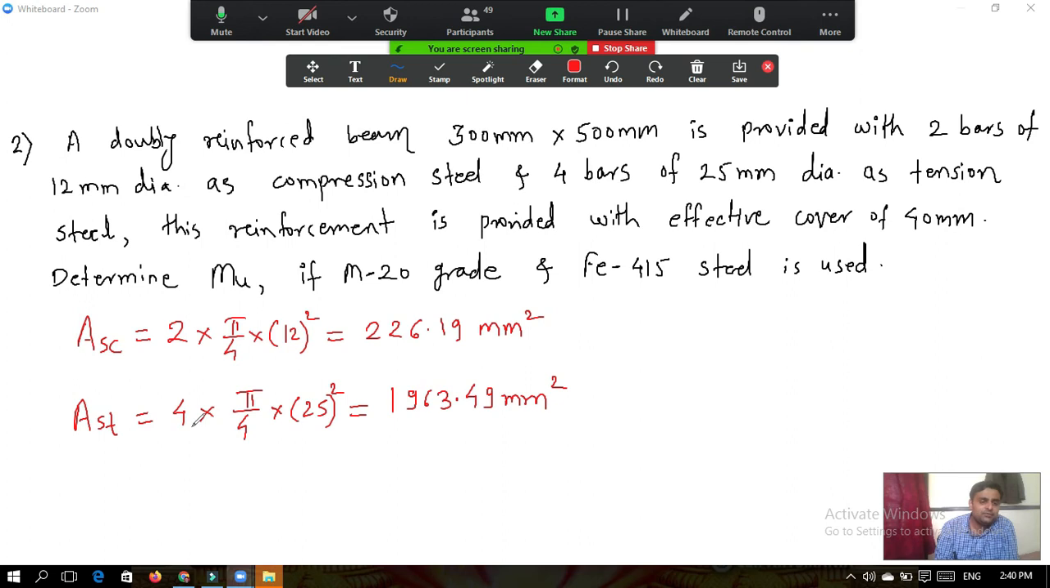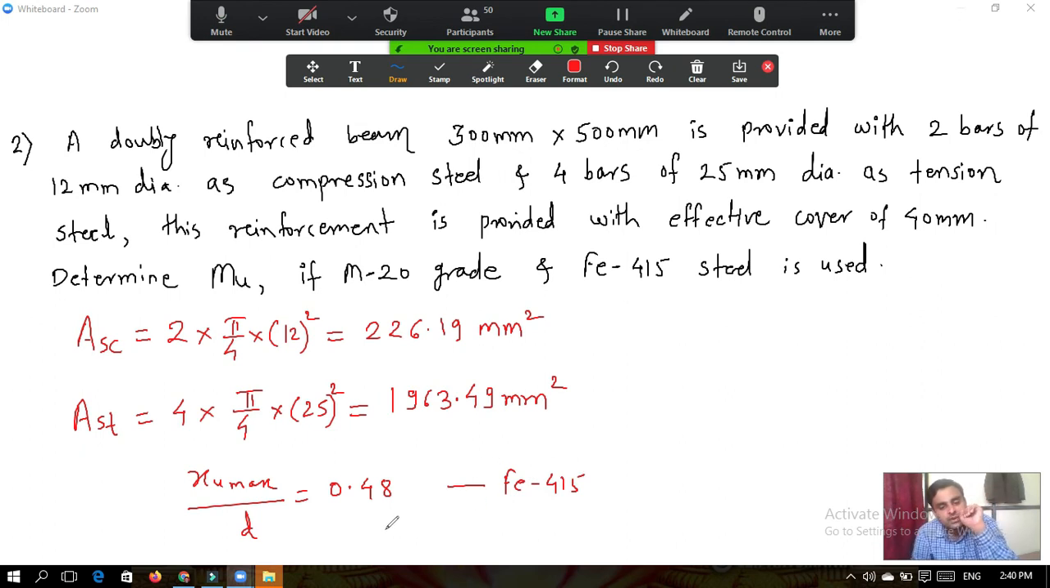Now after this we will calculate the value of AST2, or you can also calculate the value of XU max first. Shall we calculate the value of XU max first? In the last problem after this we calculated the value of XU max, so we will follow the same pattern. So XU max by D ratio is 0.48. Am I right? For Fe415.